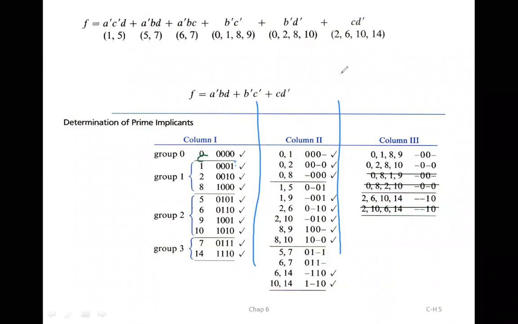So 0 is compared with 1. So 0, comma 1. When I compare 0 and 1, you can see this 0 and this 0 are the same. This 0 and this 0 are the same. This 0 and this 0 are the same. Only 0 and 1 are differing. So I will write it as 0, comma 1, 0, 0, 0 and hyphen. Then I have to check both. 0 also I have to check. 1 also I have to check. The checking should be done because that is important to identify the prime implicants.